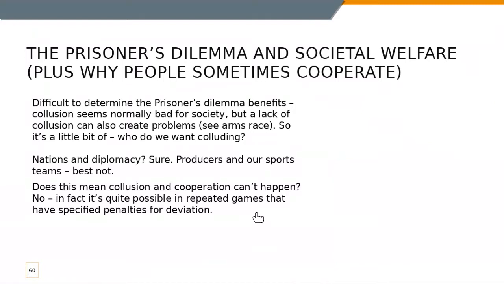No. In fact, it's quite possible in repeated games that have specified penalties for deviation. To give you an example of this, let's consider for a moment that if you keep playing the prisoner's dilemma again and over again for the water Jack and Jill producing, eventually both might realize they're going too high and they can have the benefits of low production. What this means is that ultimately it makes sense to shift and start pricing more competitively with one another and trying to restrict their production. But there's a better real-world example you can think of.